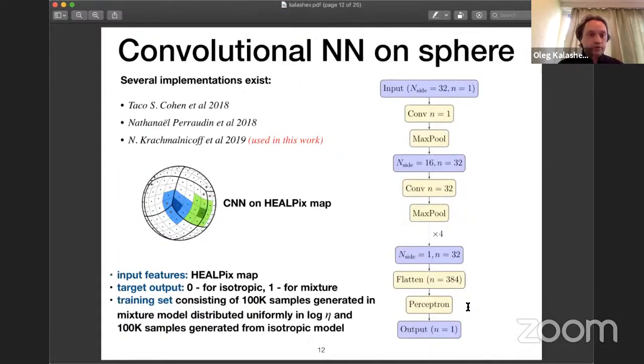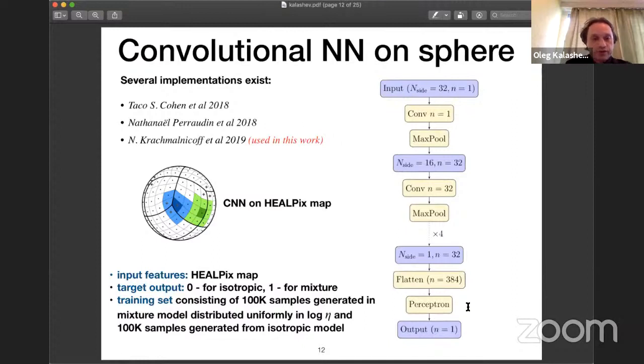And for this reason, we want to use convolutional neural networks to capture patterns on the maps of arrival directions. There are several implementations of the convolutional neural networks available now, and we were using just one implementation which appeared to be the most convenient for us. This implementation is based on the HEALPix grid. It is not a very precise, very self-consistent procedure, but it is accurate enough for our purposes, as we will see.